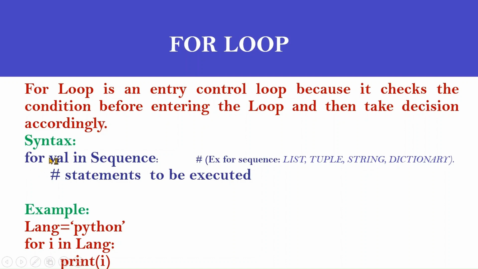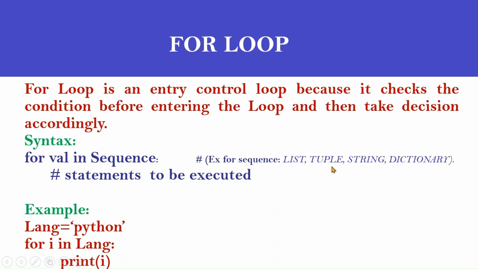Now this value is nothing but a variable, in sequence. So a sequence could be a list. A list is a collection of elements, a combination of dissimilar elements. You can put some strings, some characters, some floating point values, some integers. It's a combination where you have square brackets for the list representation.